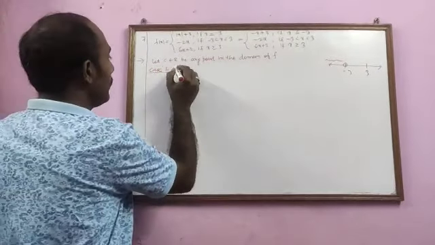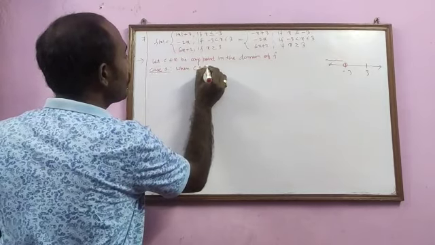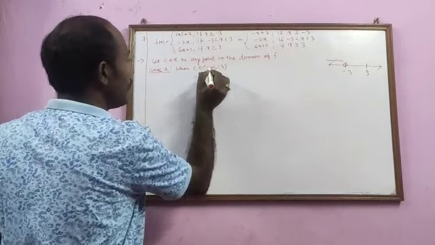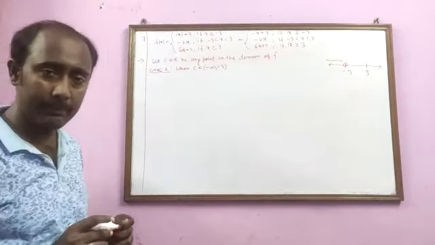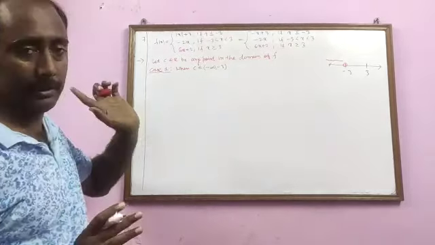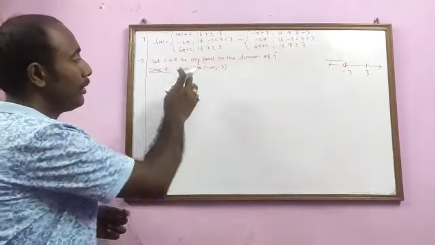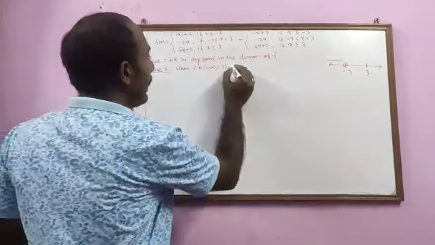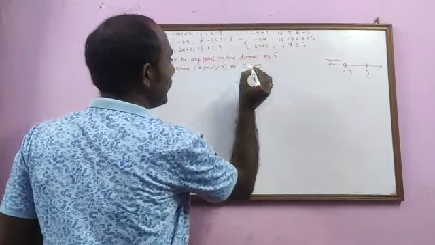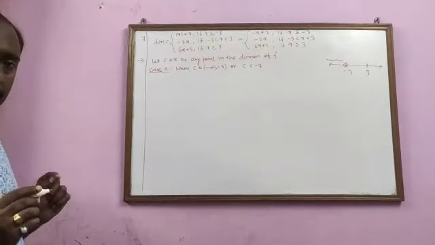So case 1, when c belongs to minus infinity to minus 3, both not included. We cannot include infinity, and minus 3 is also not included here, so it is an open bracket. So case 1, when c belongs to this, or you may write when c is less than minus 3. This is the first case which we are discussing.